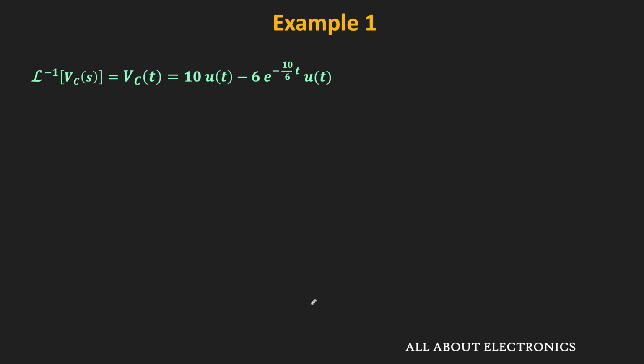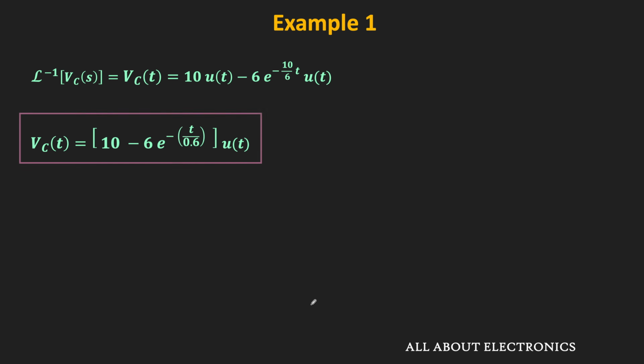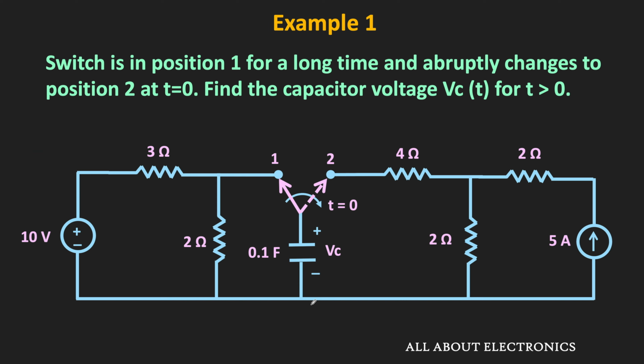Now, if we take u of t outside, then further it can be written like this. That means this is the expression for the voltage across the capacitor. So in this way, with the help of the Laplace transform, we can easily solve examples based on transient analysis. Now if you closely observe, the given circuit is a first order circuit.